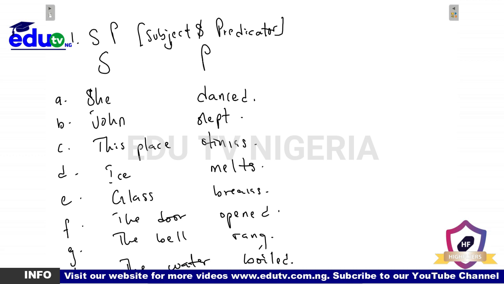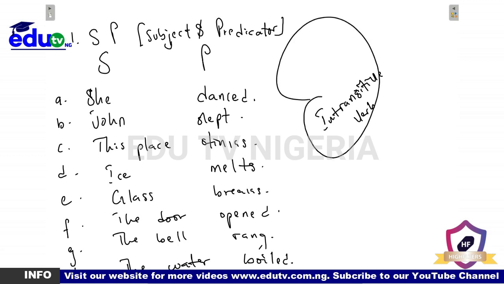Do we get it? Now, take note of this. The first thing you should take note of is that the predicator or verb in pattern 1 is known as an intransitive verb. Now, what do we mean by an intransitive verb? That is a verb that cannot take an object. So, when you have a verb that cannot take an object, that verb is known as an intransitive verb.